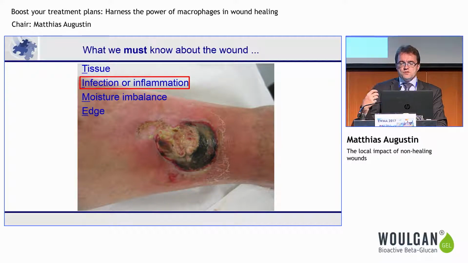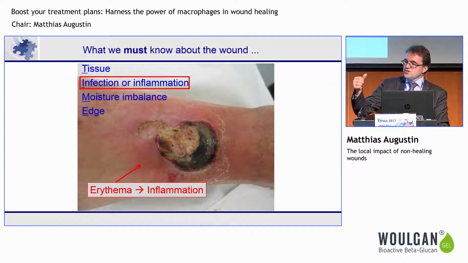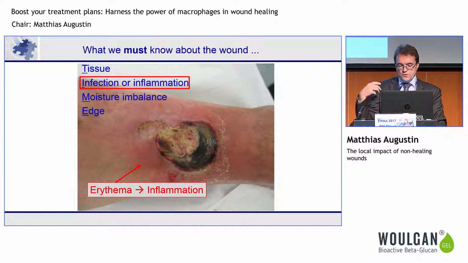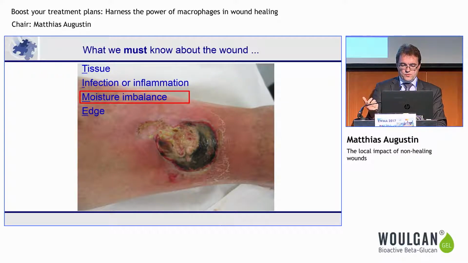Infection or inflammation means to regard the wound and check if there's a risk for this. And as you can see easily, there's erythema around the wound, which is a sign of inflammation. If you touch it, it's very painful. This is what you cannot derive from the photo, of course. There's desquamation, that there has been probably fluid here so that the skin desquames.